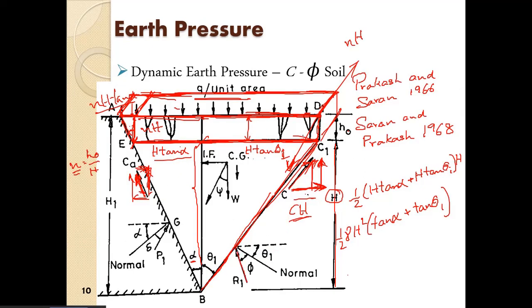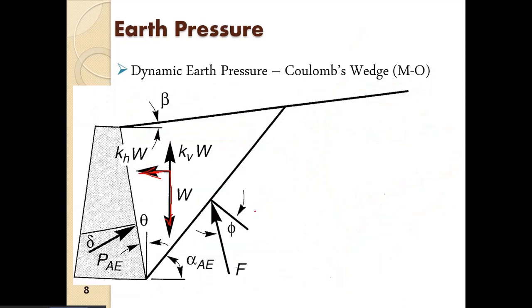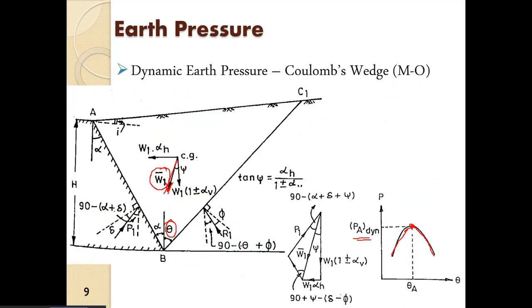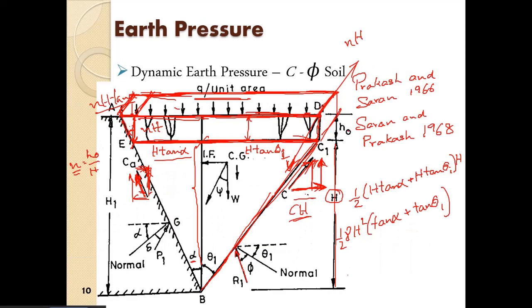So here they have considered R1. In the previous diagrams we considered F, so do not get confused with that. R1 and F are the same thing. So it acts at an angle of phi to the normal.